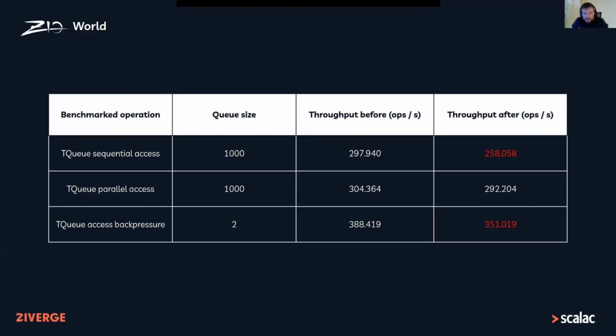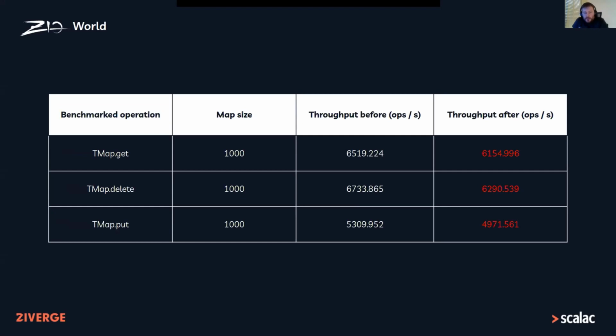One of the largest regressions we faced was in benchmarking TQueue in various scenarios. Basically, this benchmark measures how fast we do offer and take on a TQueue of arbitrary size in a sequential way, in a parallel way, and in a situation where the queue is very small and faced with a scenario where it has to express its back pressure capabilities. For back pressuring and for sequential access, we are observing a decrease in performance, relatively significant, which we will address hopefully before the first milestone release ships.